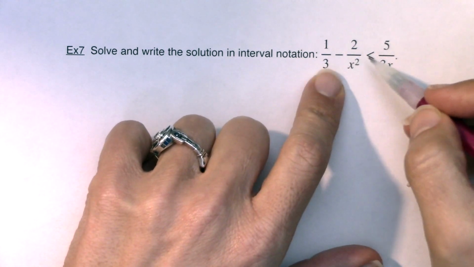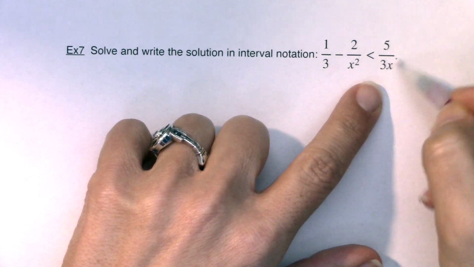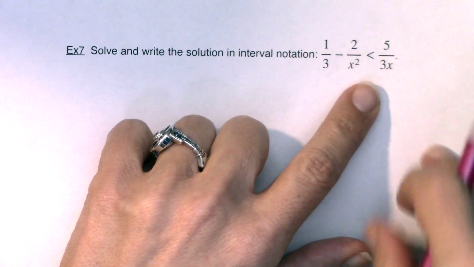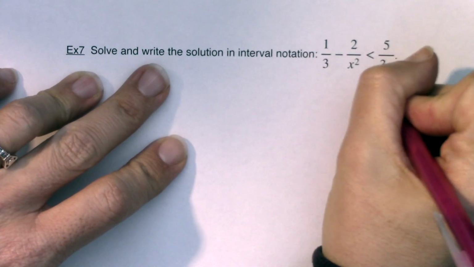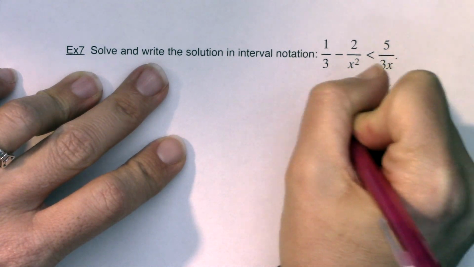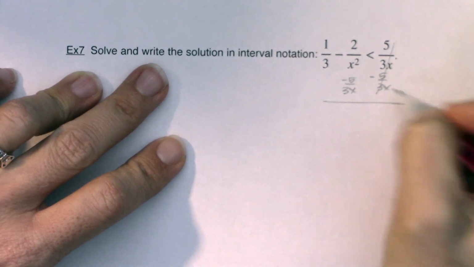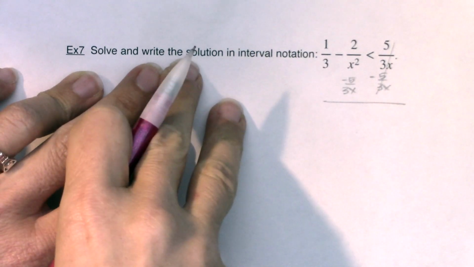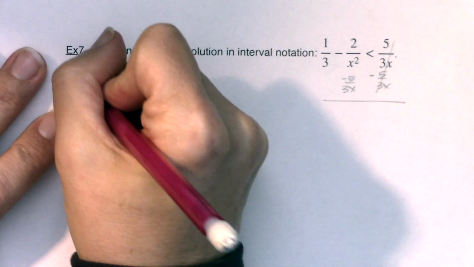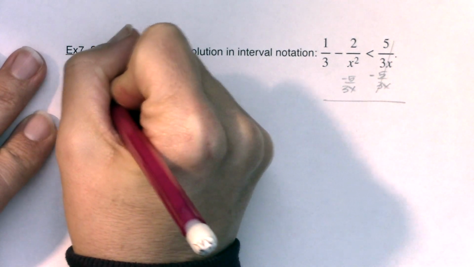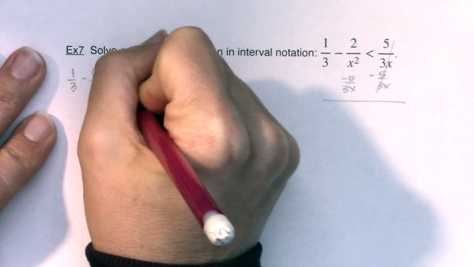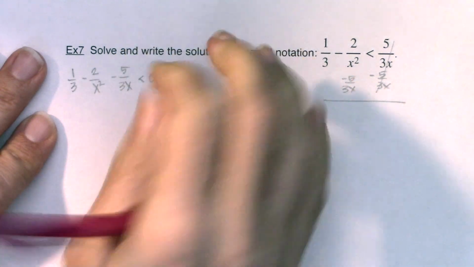So I'm going to move this 5 over 3x over so I can have a 0 on this side of the inequality. Then I'm going to find the least common denominator and add and subtract those fractions. My first step would be to subtract 5 over 3x from all sides, right? And again, that would give me a 0 on this side by design. Now I'm going to write that over here just so I have a little more space as I start to write this problem out. So we're looking at 1/3 minus 2 over x squared minus 5 over 3x. That's going to be less than 0, okay?